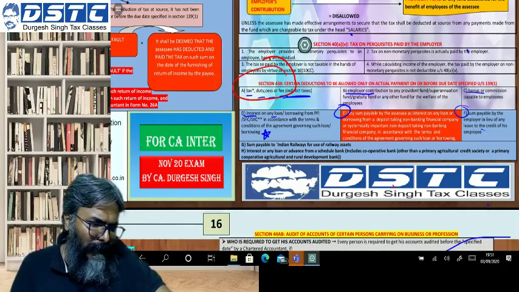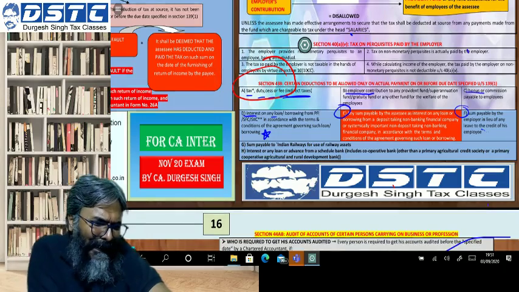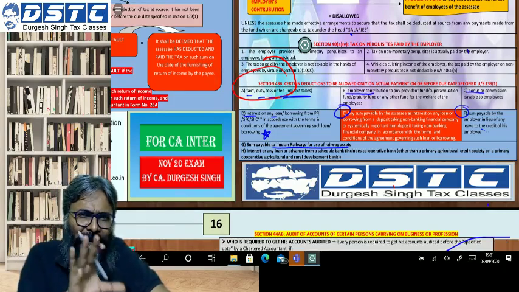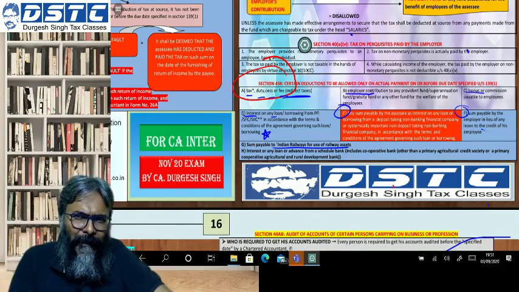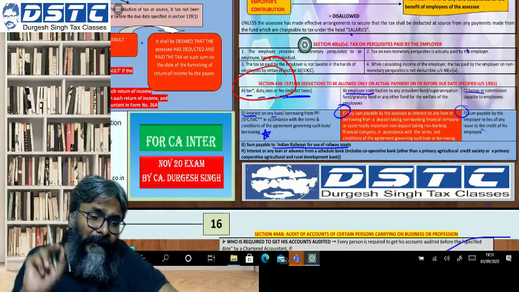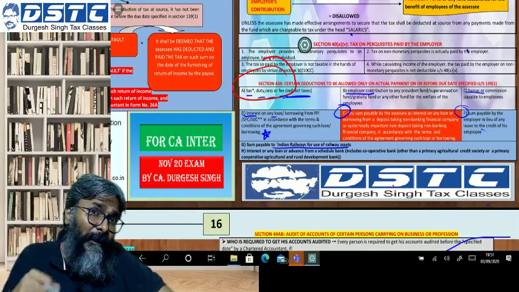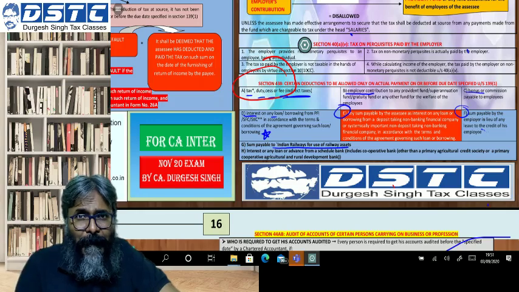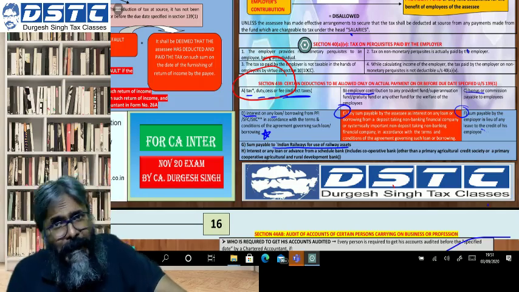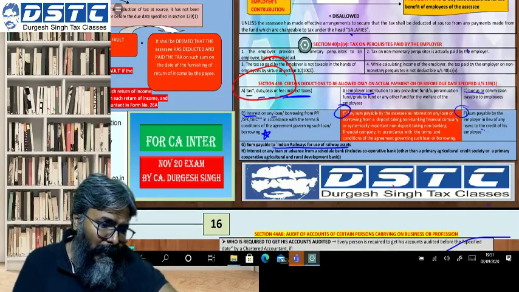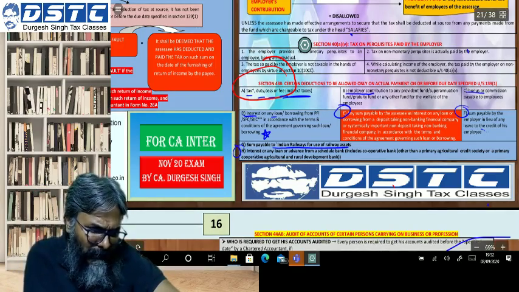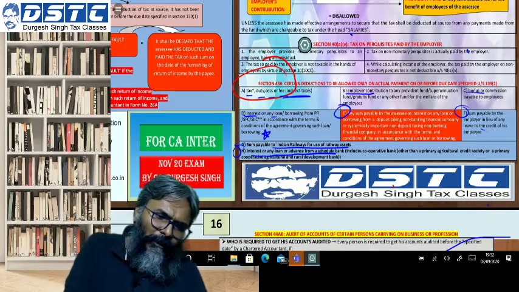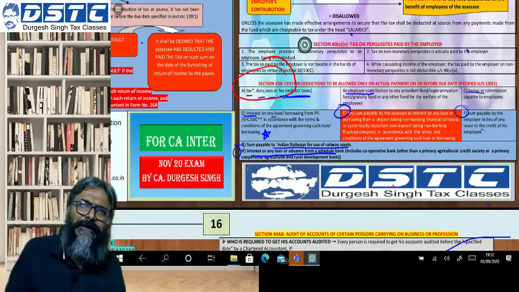Point number G. Herein, sum payable to Indian Railways for use of railway asset. You remember that many railway assets, like a train, are taken on hire for the transportation of goods. Only when you make the payment to Indian Railways for the use of their train facilities for the transportation of goods, at that time only the deduction will be allowed. And the last one is about interest on any loans and advances from a scheduled bank; accordingly the same treatment would be given.